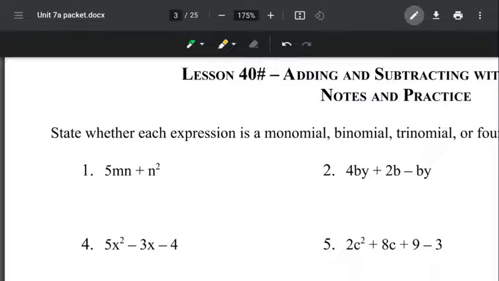So the directions for the top say state whether each expression is a monomial, binomial, trinomial, or a polynomial. This is just practicing looking at the different terms. So we have 5mn. Oh, there's our plus sign, splits it up. So we have two terms, so that's called a binomial. Let's look at letter 2. Remember, plus and minus sign split terms up. That's got 3 terms. It is a trinomial.